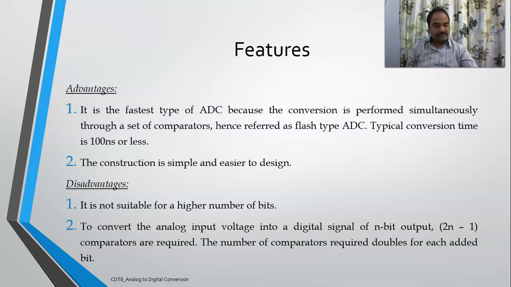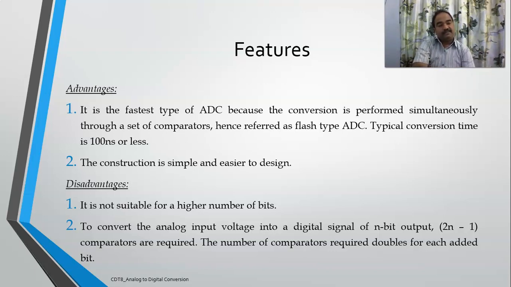So the features of this particular flash type ADC. This is the fastest type of ADC because the conversion is performed simultaneously through a set of comparators. So that's why it is often referred to as flash type ADC. And the conversion time is very, very less. It is somewhere around nanoseconds. So a maximum of 100 nanoseconds or less you will be taking for conversion of analog to digital output. And if you see, the construction is also very simple and very easy to design.